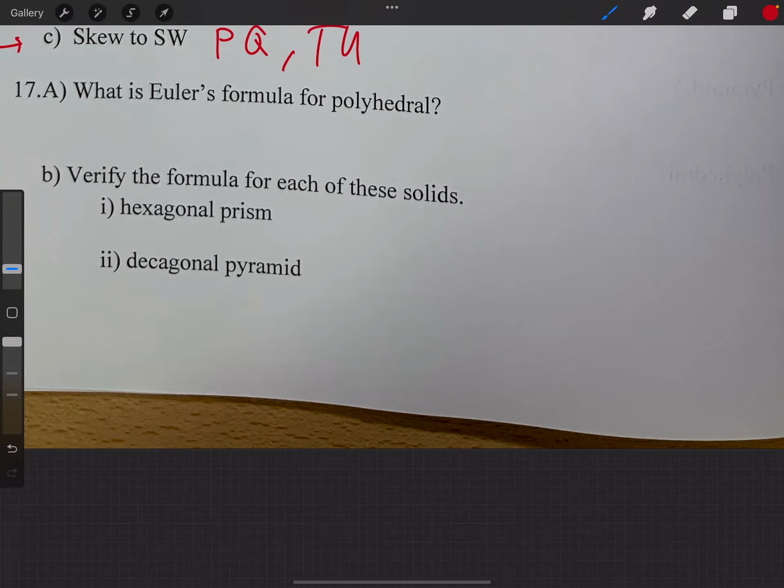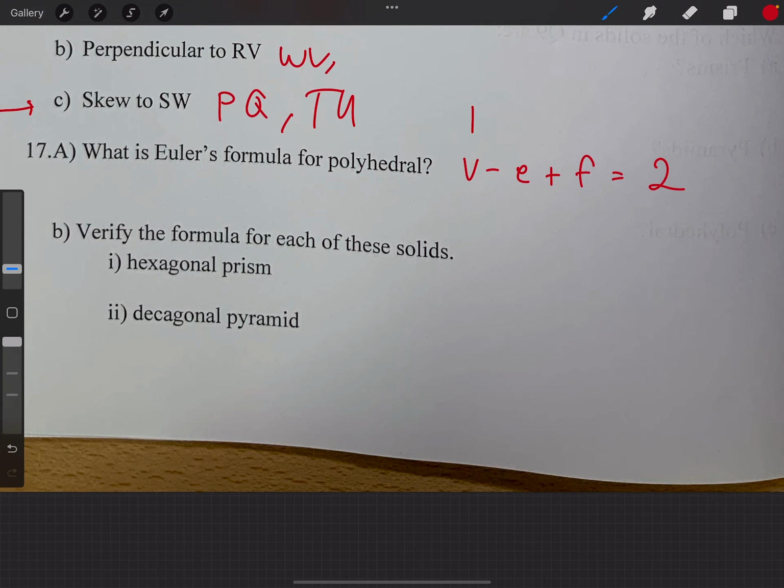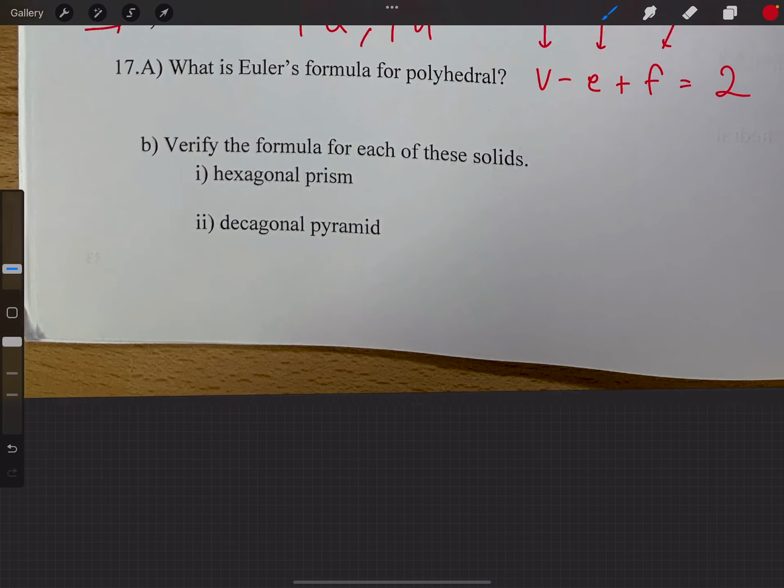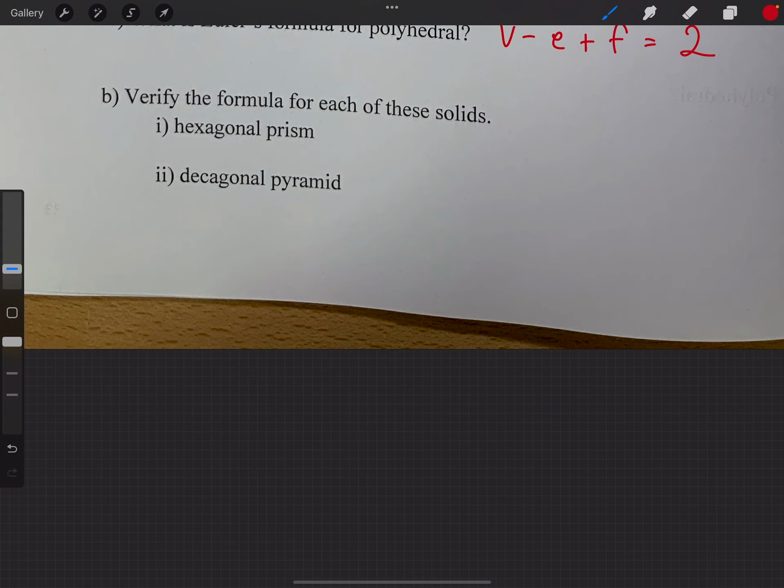What is Euler's formula for polyhedra? Now Euler's formula is written as V minus E plus F equals 2. V stands for the number of vertices, E stands for the number of edges, and F stands for the number of faces. Now question B says verify the formula for each of these solids.